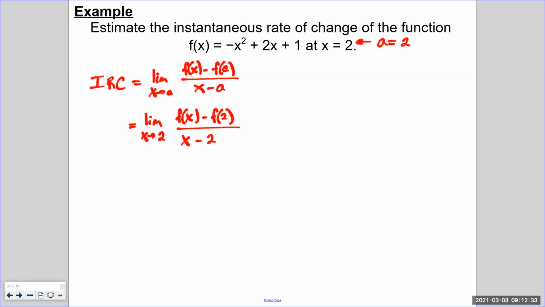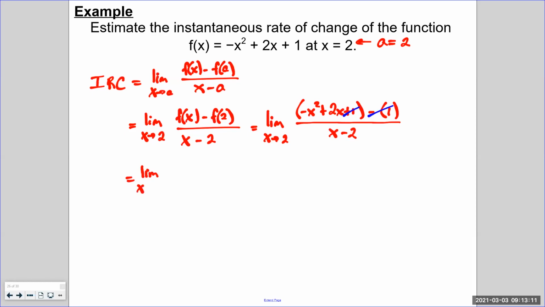All right, so then we can start substituting in. So we're going to have the limit as x approaches 2 of negative x squared plus 2x plus 1 minus f of 2, which is just going to be 1, and then all over x minus 2. All right, so we can see here that the positive 1 and minus 1 are going to cancel each other out, leaving us with the limit as x approaches 2 of negative x squared plus 2x all over x minus 2.